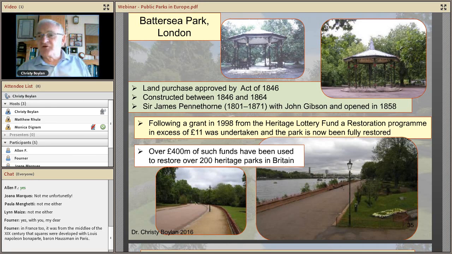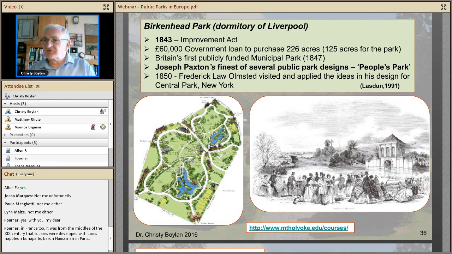And in 1846, there was an act that empowered the Commissioners for Woods and Forests, with funding of £2,000, to form a park in Battersea. Now, Battersea Park is a very famous park in London, and I'll mention a little more about it in a few moments. But this was its beginning. It resulted from this 1846 Act, which allowed the purchase of land, and between 1846 and 1864 the work was done on the construction by Sir James Pennethorne and John Gibson, and it was opened in 1858.